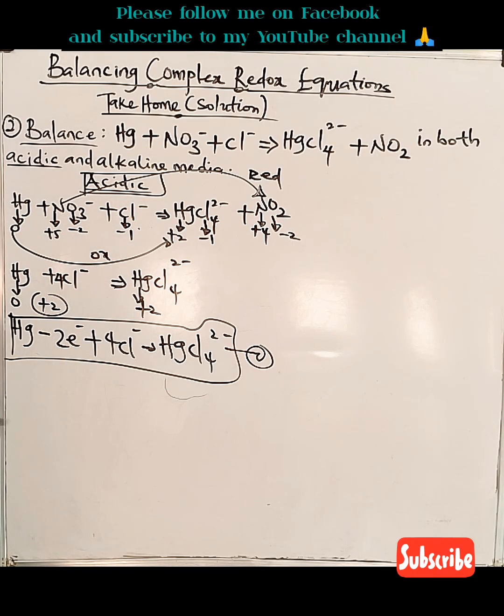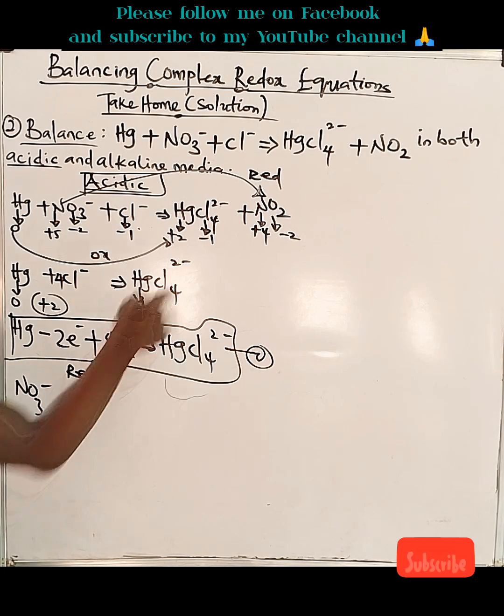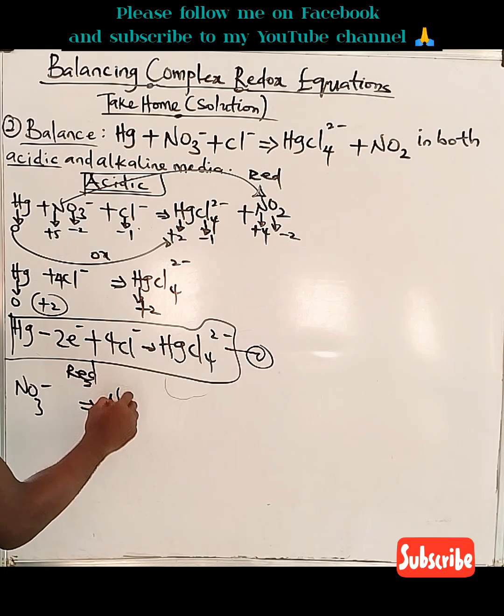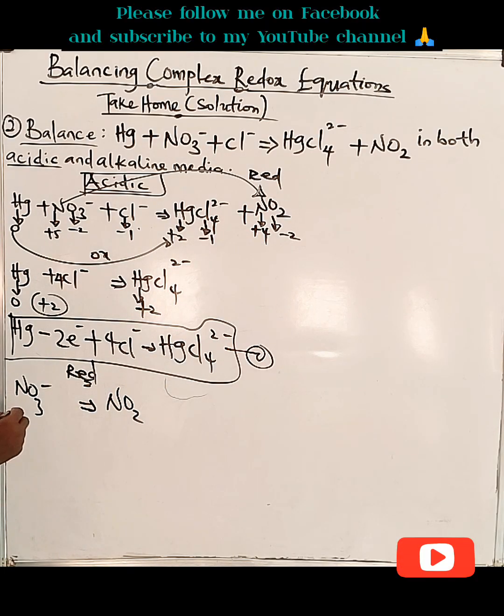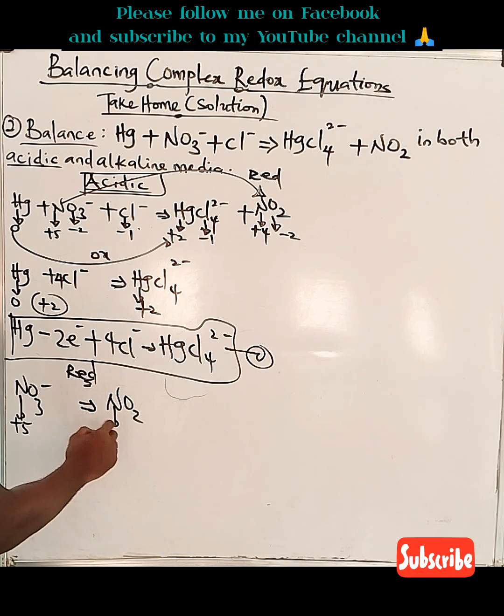So let's look at the reduction. For the reduction, quickly, we're working on the reduction now. For reduction, we have NO3 minus, and NO3 minus gives us NO2, NO2 without a charge. There's no charge in this. So when you look at this, the nitrogen here is plus 4... the nitrogen here is plus 5, the nitrogen here is plus 4. Visible reduction in oxidation number.